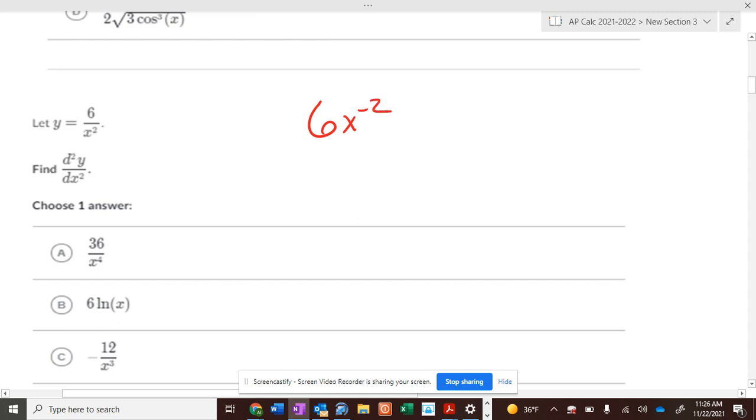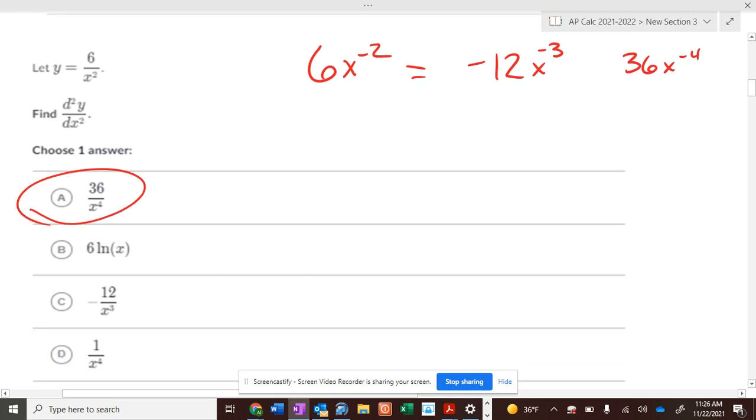I would do it this way for this one. I would take the negative 2 up to the top. I think most of you would too. Negative 12x to the negative third, right? And then take the derivative of that, which would be 36x to the negative fourth, which would be 36 over x to the fourth.